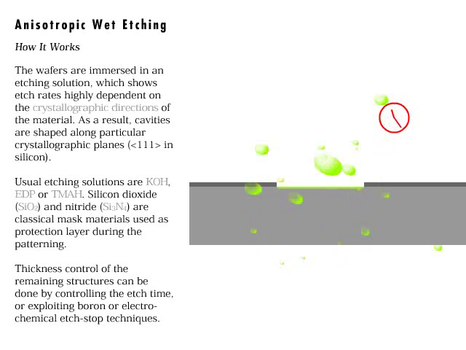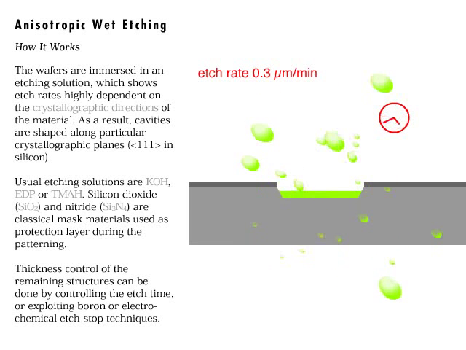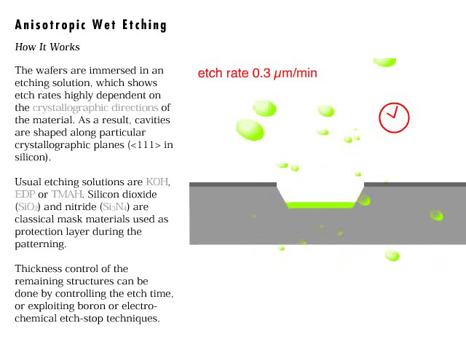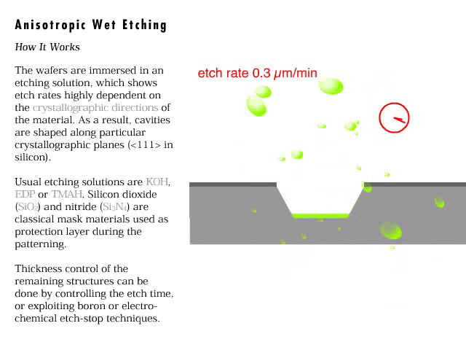Wet anisotropic etching of silicon is a slow process. With a typical rate of 0.3 microns per minute, it takes up to 24 hours to produce a several micron thin membrane, starting from the backside of the wafer of typically 380 microns thickness.